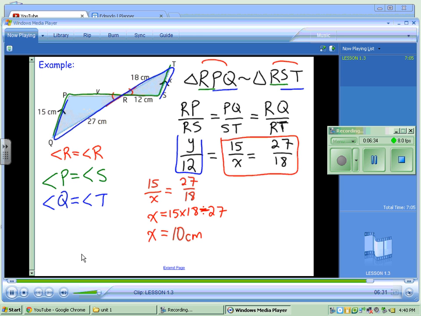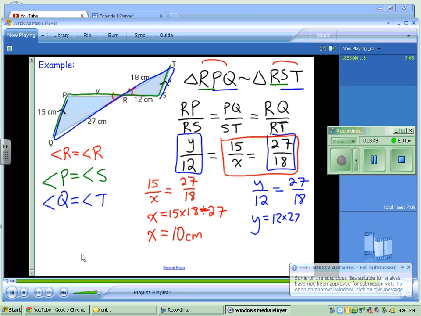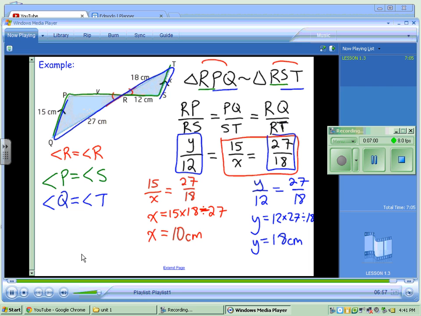Okay, and I just want to show you that the ratios don't have to be side by side. We can use y over 12 and 27 over 18 since they're all equal. We just have to make sure we have three number values and only one variable, one unknown. And cross multiply like before, 12 times 27 divided by 18. Okay, by calculating that, you can do it all in one step. Y equals 18 centimeters. Don't forget the units at the end. It's important because this question is all about centimeters.